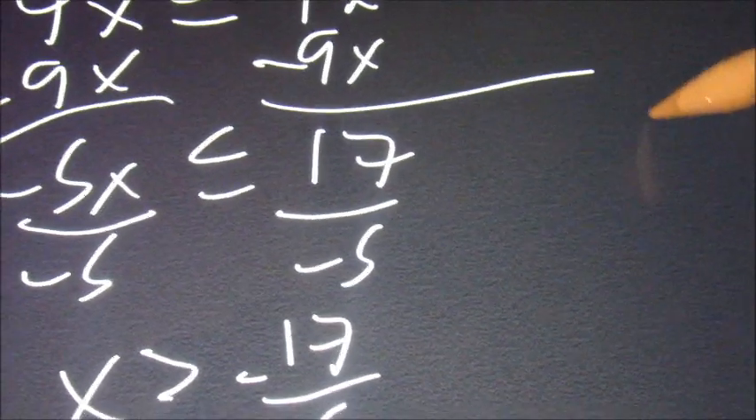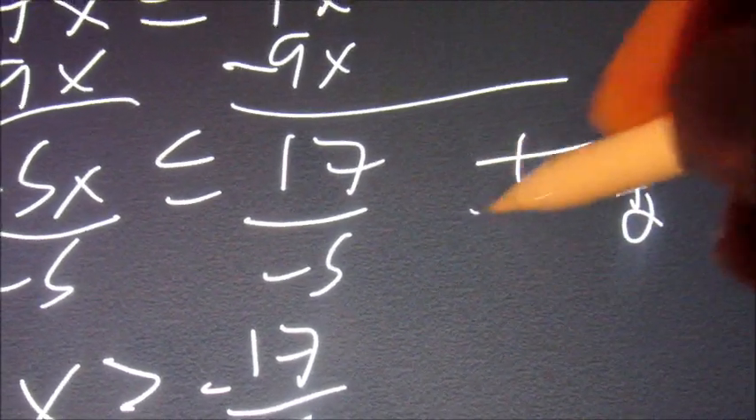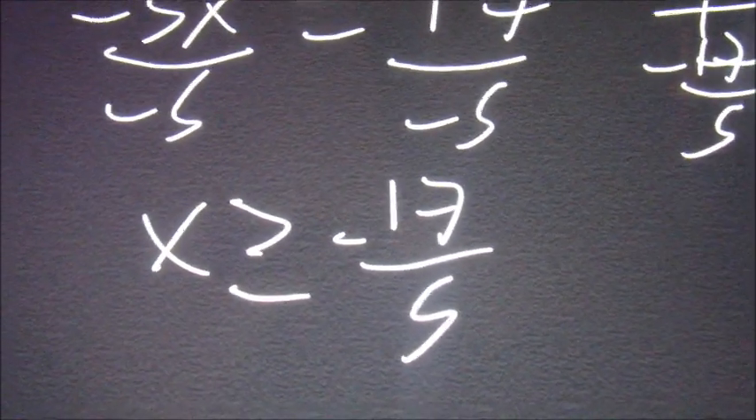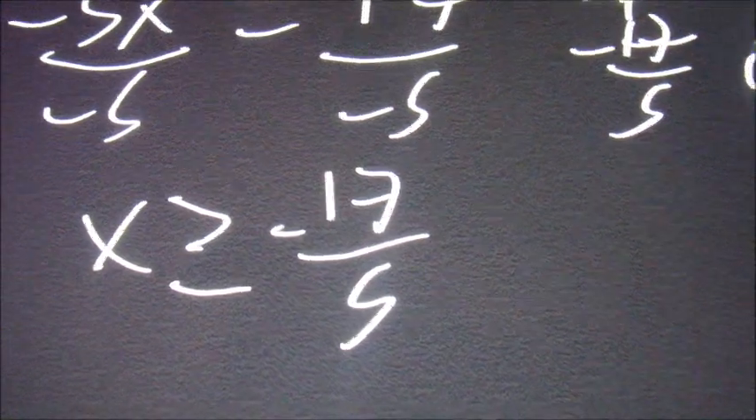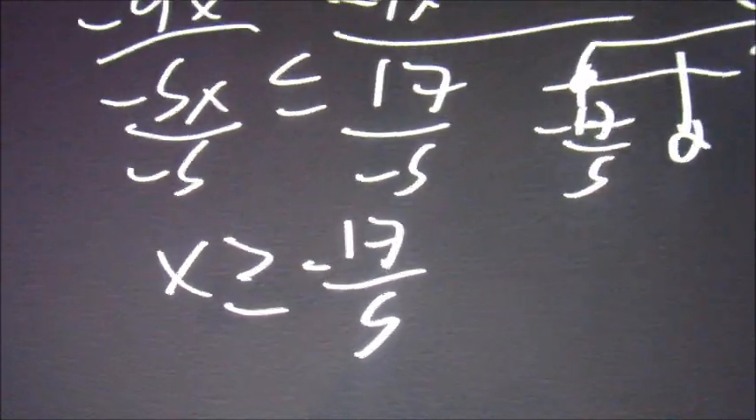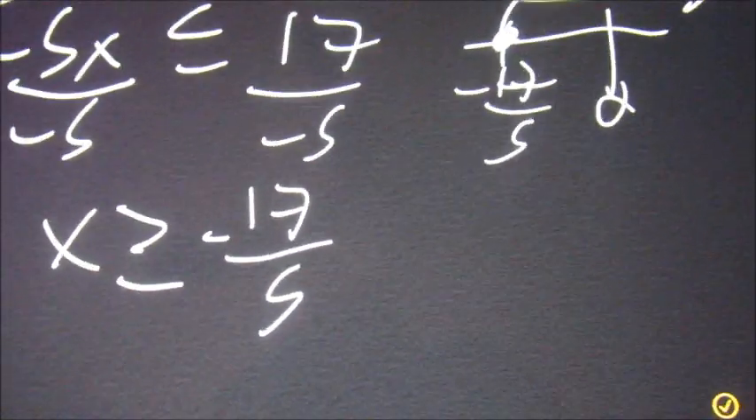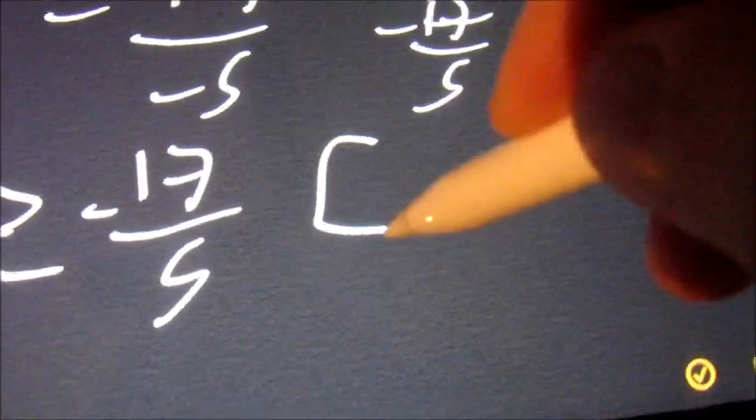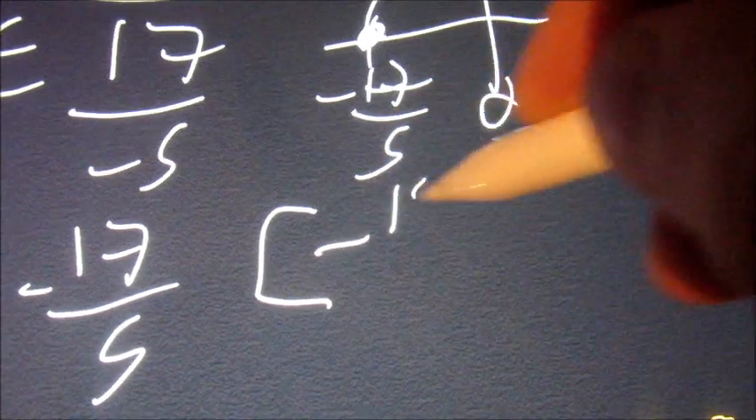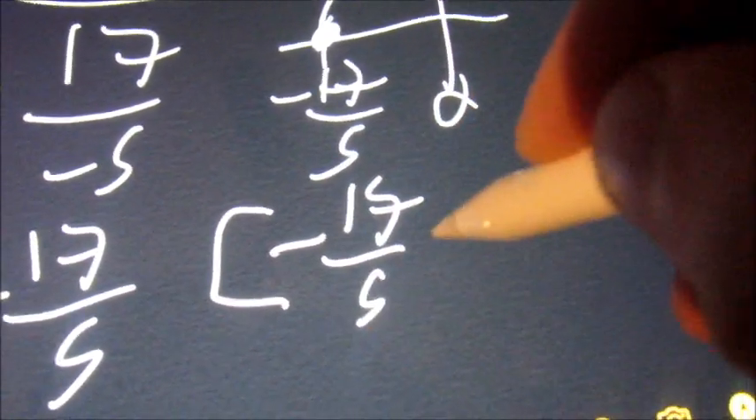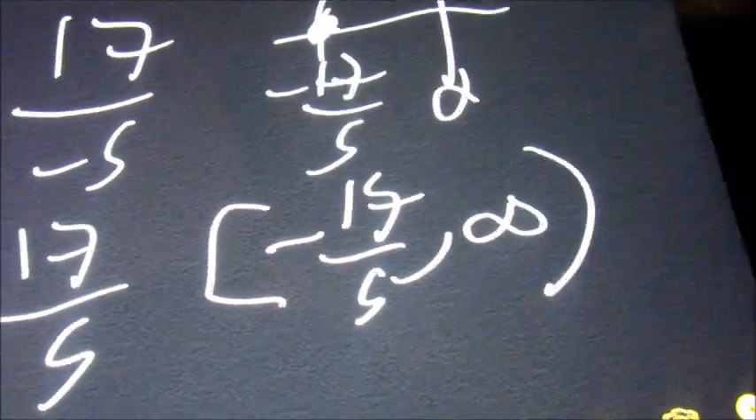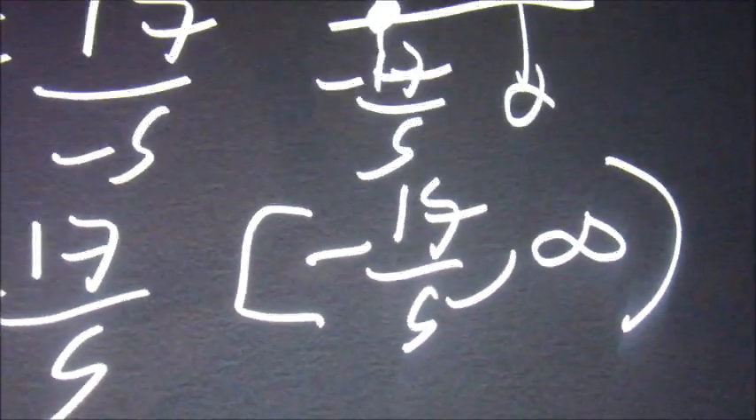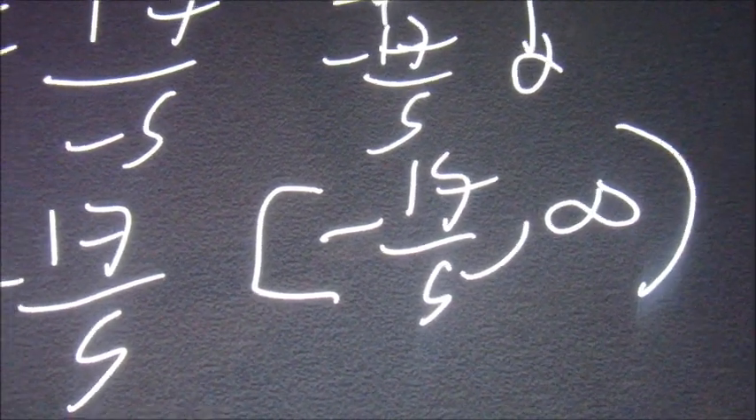If we were to graph this, we'd have 0, negative 17 over 5. It's a solid dot, and it's everything that's greater than. But if it asks you to put this as interval notation, we see that it's a greater than or equal to. So we're going to have a bracket, negative 17 over 5, comma, and it's everything that's bigger than that, so it goes up to infinity. And again, you put the parentheses for the infinity.